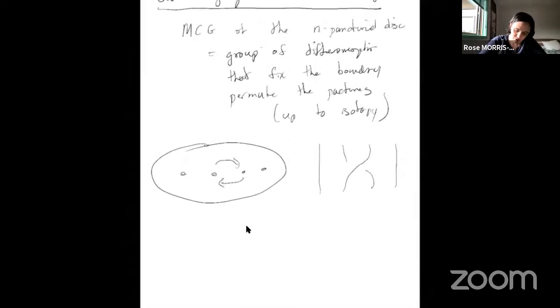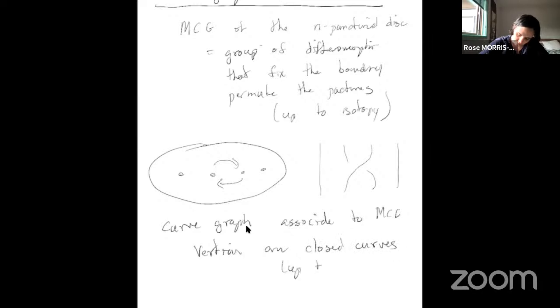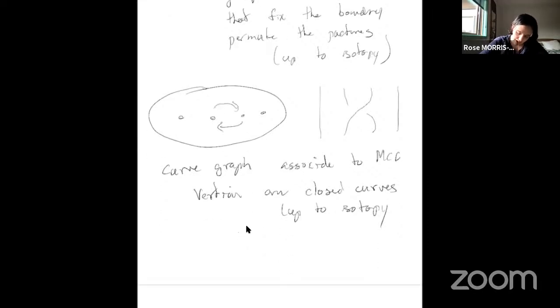And then to study these, one of the main tools is called the curve graph. So the curve graph associated to this mapping class group: the vertices are closed curves, again up to isotopy. And then there's an edge between two vertices if the curves don't intersect each other.